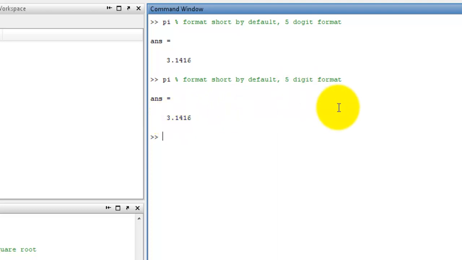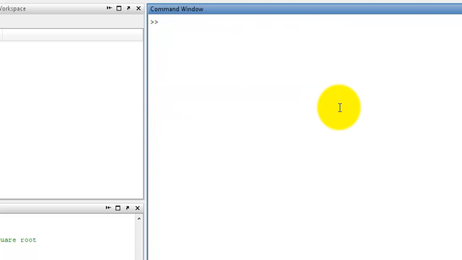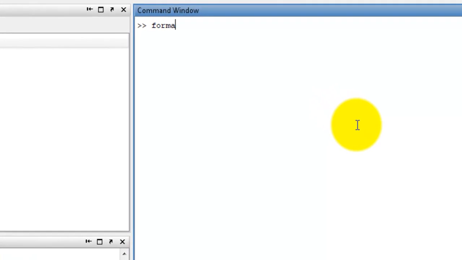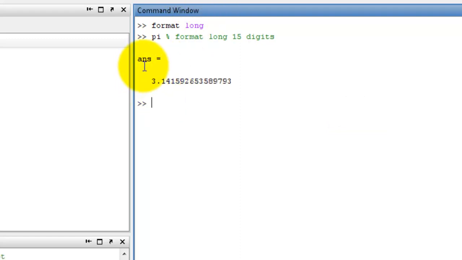Now we type long format. Okay, CLC, clear the screen. We type FORMAT, format LONG, long format, enter. Now Pi, here we write the comments: format long, 15 digits, enter. Value of Pi, here 15 digit, again Pi, enter. Now it is long format, 15 digit.